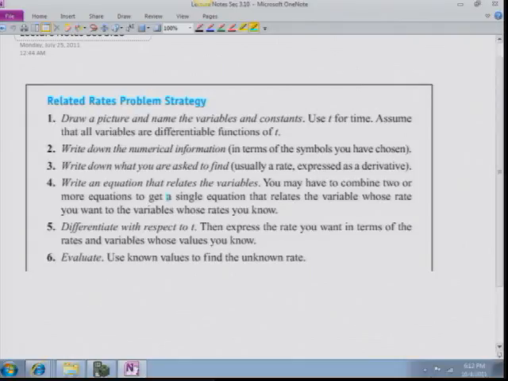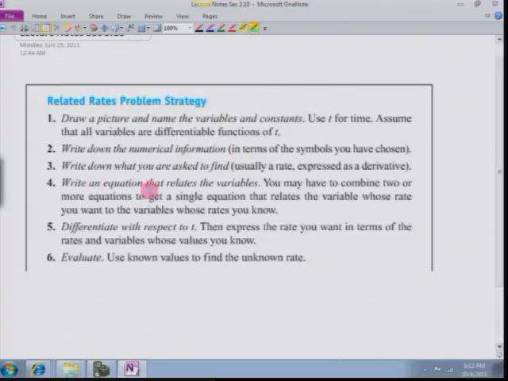How fast is the radius changing? How fast is the volume changing? How fast is the ladder sliding down the wall? All of those things are rates. They're derivatives. So, write down the numerical information that you're given. Write down what you're asked to find. You need to be able to read this and say, oh, it's saying how fast is the radius changing, so you're asked to find dr dt. So when it asks about a rate, how something's changing, it's a something dt.